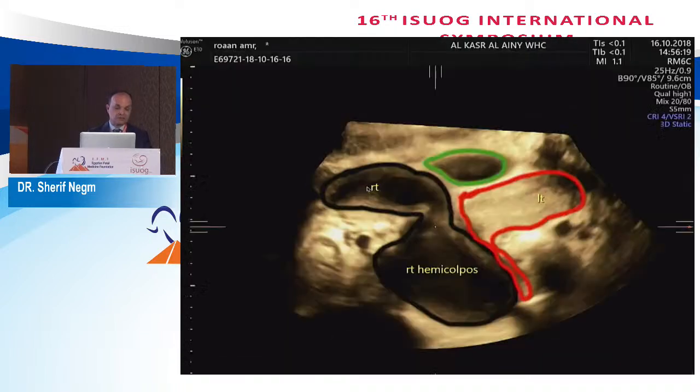You can see here, this is the obstructed side, and this is the functioning side. So this was a didelphic uterus with right-sided vaginal obstruction, while the left side was normal and functioning, resulting in normal menstruation, while the right side was the obstructed side.